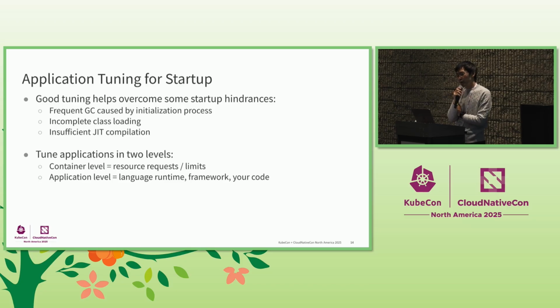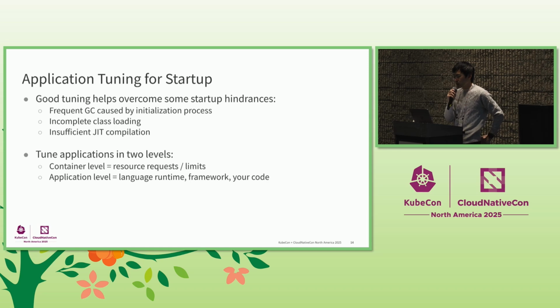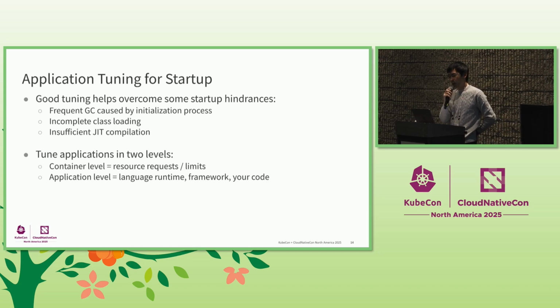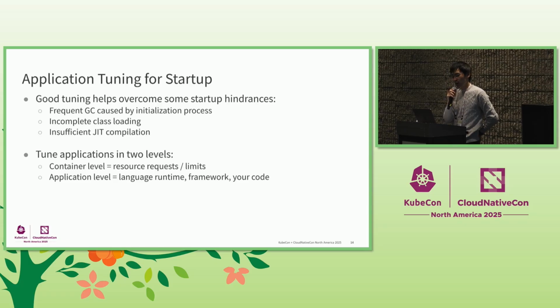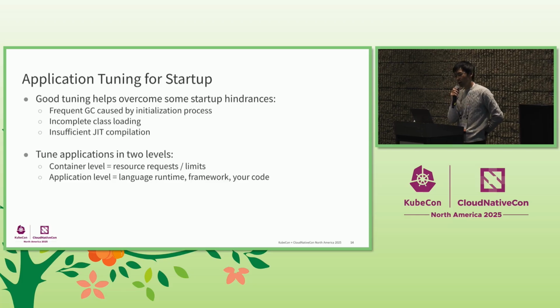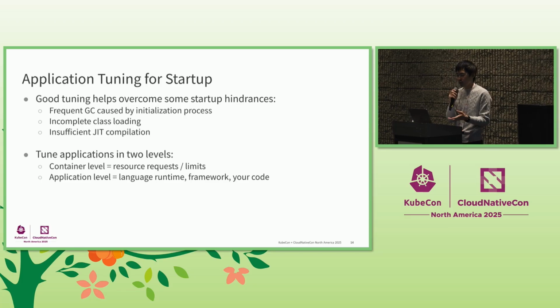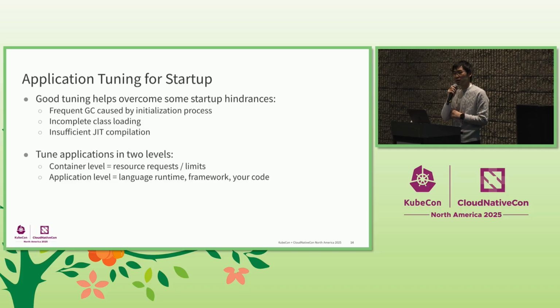And another point worth mentioning is that applications on Kubernetes require tuning at 2 different layers. Container level tuning is done in the Kubernetes manifest, which allocates CPU and memory to containers. And application level tuning means adjusting parameters of language runtimes and frameworks, or optimizing application code for better performance.